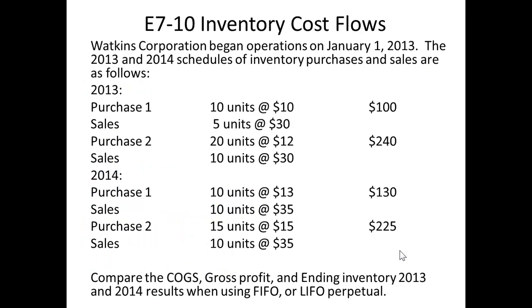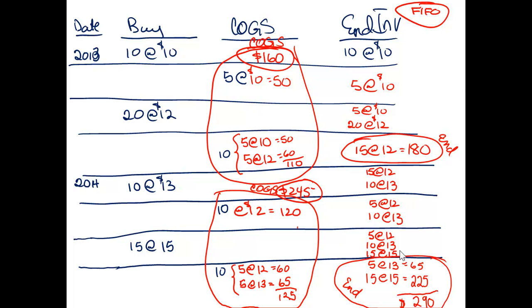So here's the same problem again, but when we look at it from a chronological standpoint, in 2013, we had our first purchase. We bought 10 at 10, so ending inventory had 10 units at $10. We then sold 5. Well, if we're using FIFO, we sold 5 out of the $10 layer, and we have 5 units left in ending inventory.